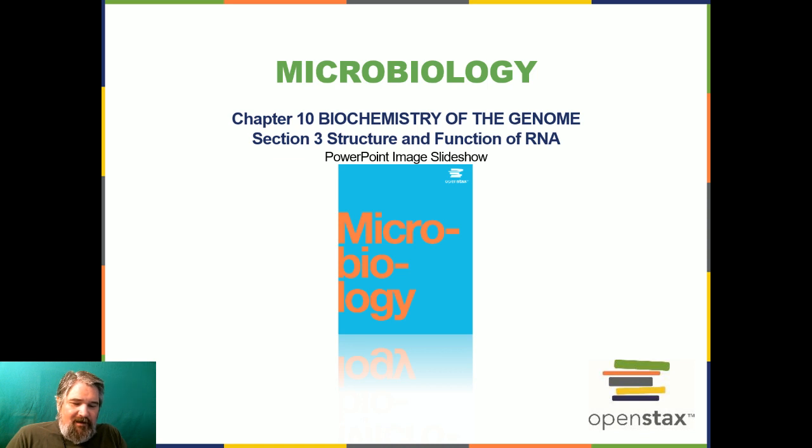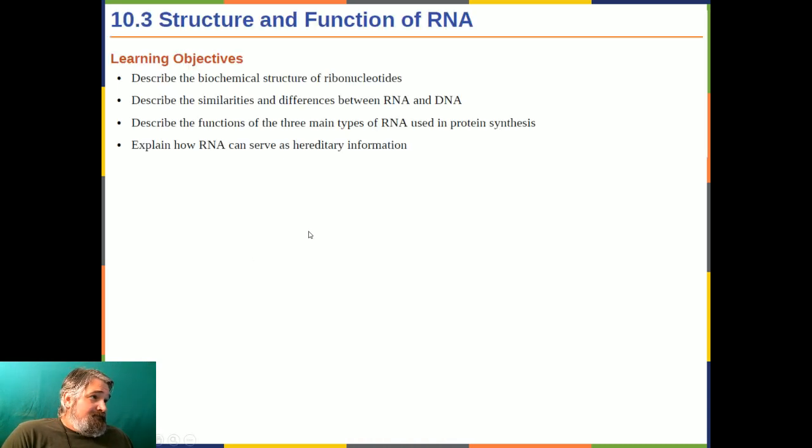All right. Sorry. So we're looking at the basic structure and function of RNA. Oh, I got people joining my Discord too, but that's for something else. Okay. Now we are looking at the biochemical structure of ribonucleotides, the similarities between RNA and DNA, the functions of 3 main types of RNA used in protein synthesis, and how RNA can serve as hereditary information.